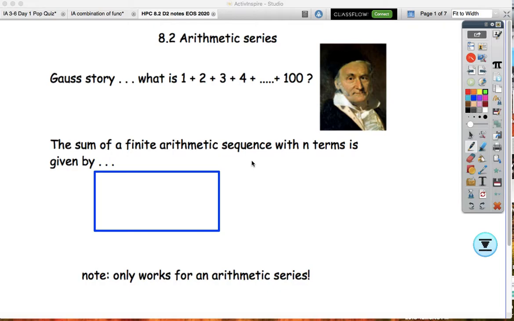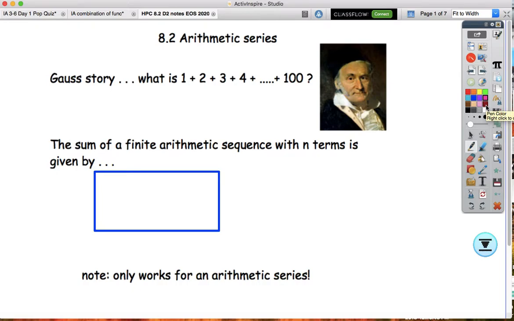Okay, today we're going to keep talking about section 8.2. So yesterday we talked about sequences, which are lists of numbers. And today what we're going to focus on are series, which are, well, it's a list of numbers still, but it's when you're adding them up. So that's the only difference, is now we're going to be adding up a whole bunch of terms.